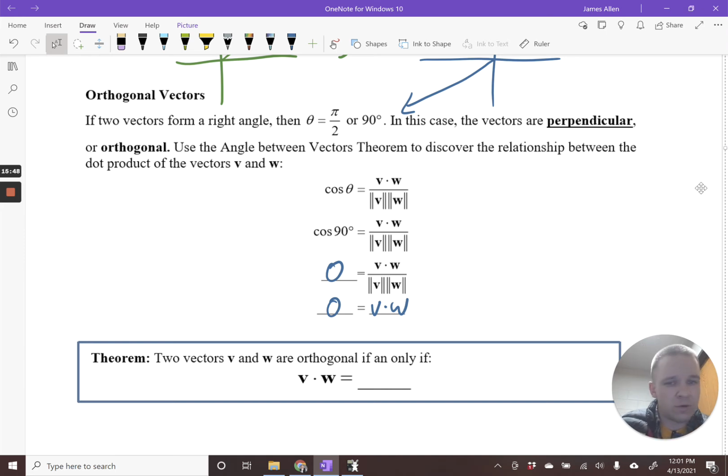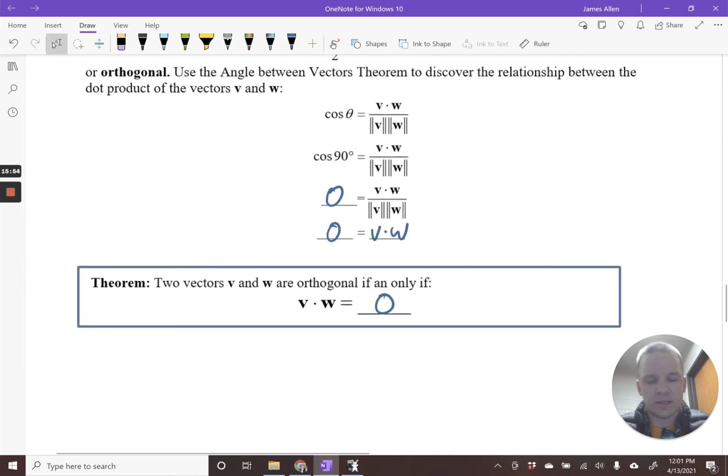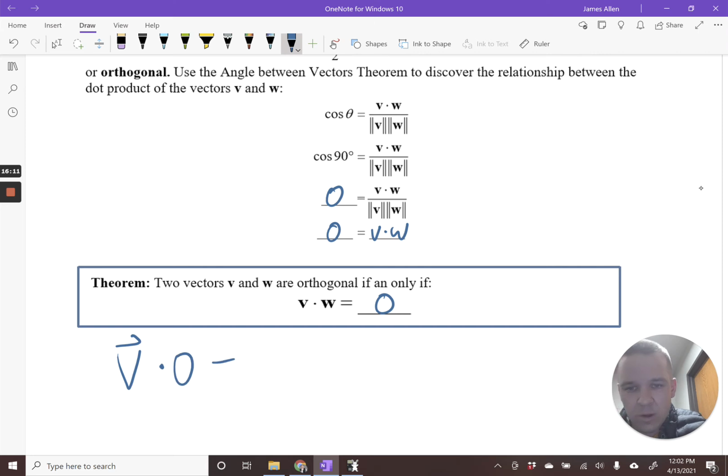Now, the reason why we're using the word orthogonal is because of this. If my dot product is 0, and that dot product was calculated with a 0 vector, okay? So let's say that V is some vector, and then let's say that we have multiplied by the 0 vector. Well, that's still going to give me 0, right? The dot product between that vector and the 0 vector is going to be 0.